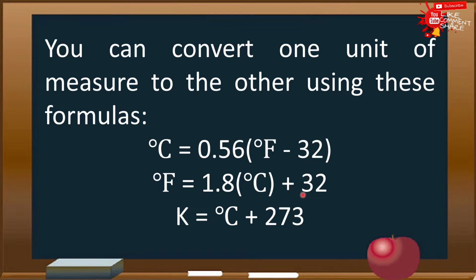If we want to convert the given unit to Kelvin, we will use this formula. Kelvin is equal to degree Celsius plus 273. Take note that we cannot convert directly from degree Fahrenheit to Kelvin. First, we need to change degree Fahrenheit to degree Celsius before we can convert it to Kelvin.